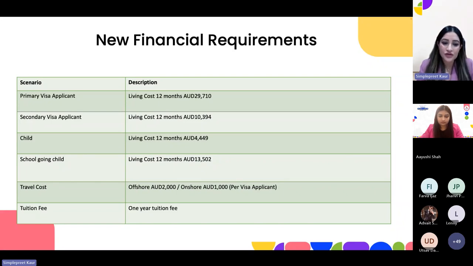Now again, the tuition fee has to be added in the calculation of the funds as well. So it is basically 1 year of tuition fee you will be showing, but if you have paid a certain amount of money out of this 1 year tuition fee, then that can be deducted from the calculation of the funds.